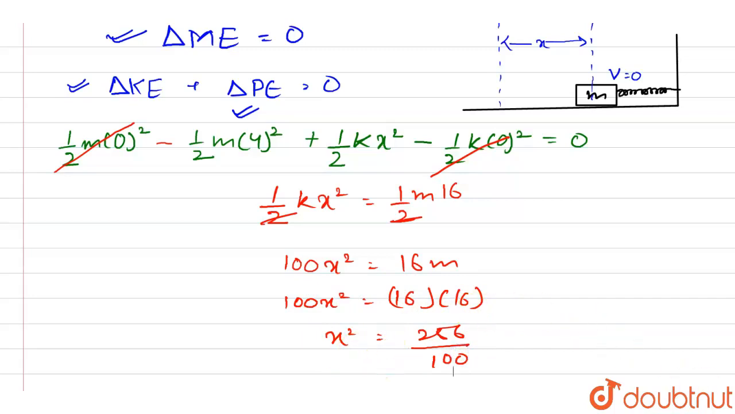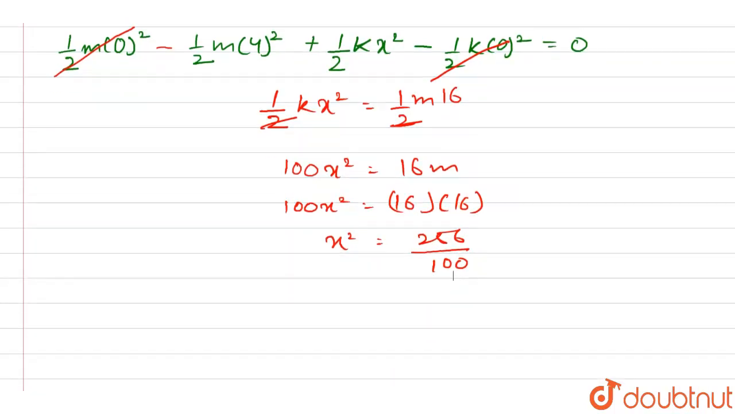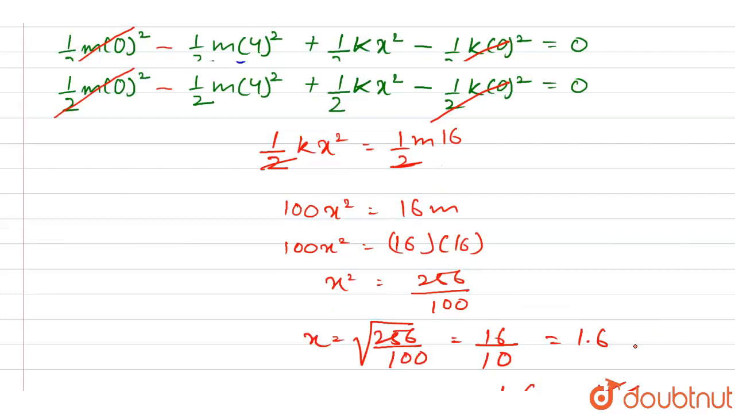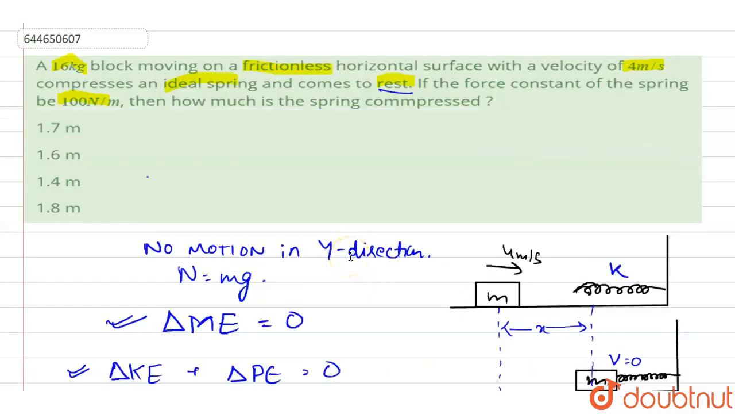Furthermore, x will come out to be under root 256 upon 100, that will come out to be 16 upon 10, that is 1.6. So the distance moved by the block is 1.6 meter. The correct answer is 1.6 meter. Option number 2 is correct.